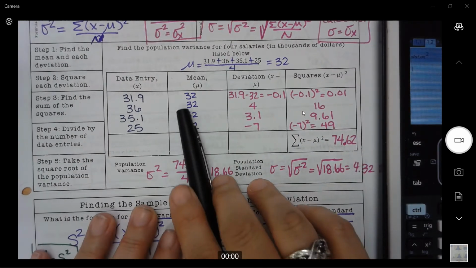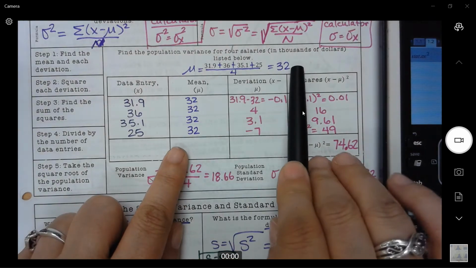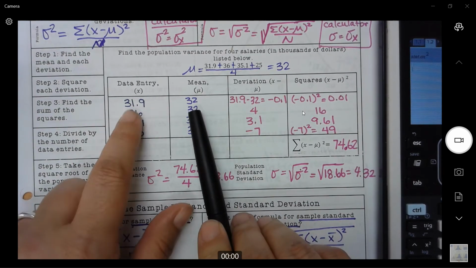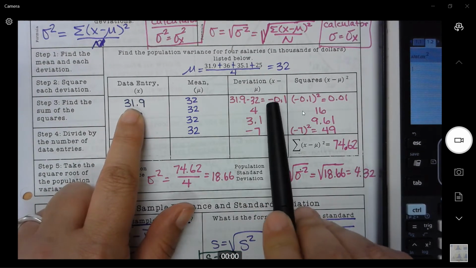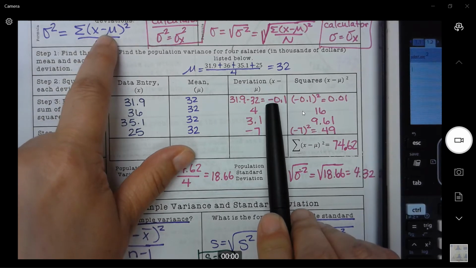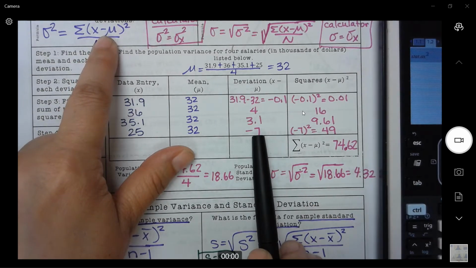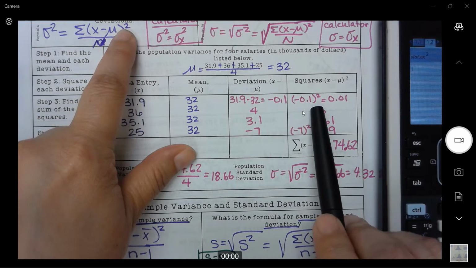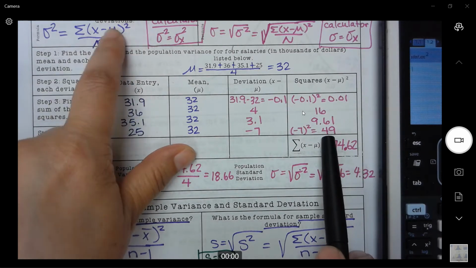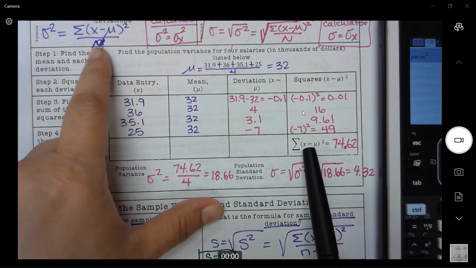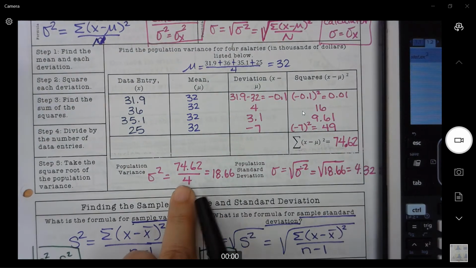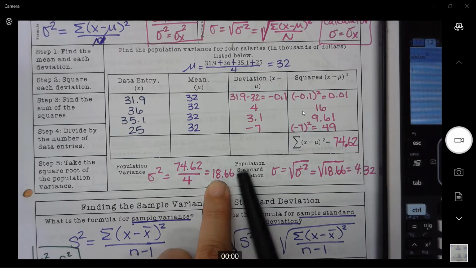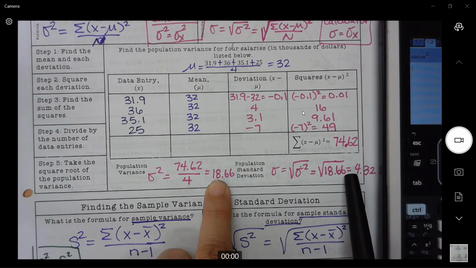Now, if we're doing it by hand, we first have to find our mean, which is add them all up and divide by 4. Then we take the difference between the x minus the mean. That's what this inside the parentheses means. We do that for each one of our data points. Then we square each one of those answers, and then we add them all up. That's the top. Then we divide that answer by how many data points we had, and that tells us our variance. Then we take the square root of that, and that tells us our standard deviation.